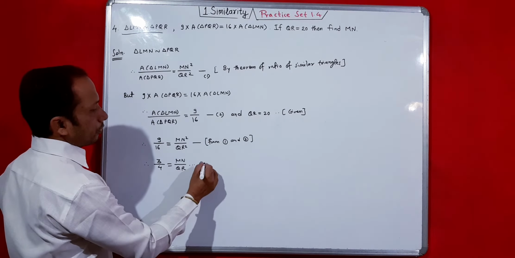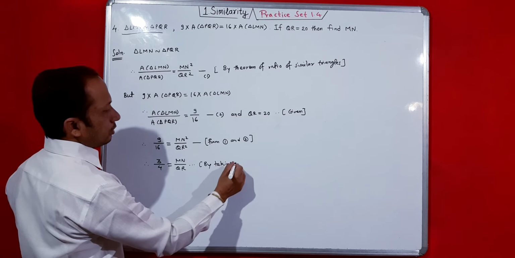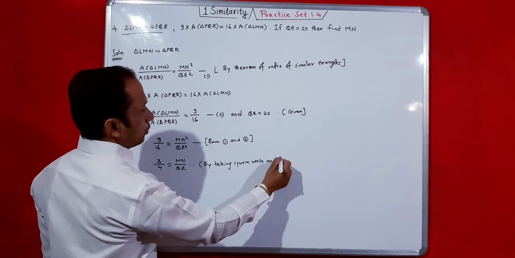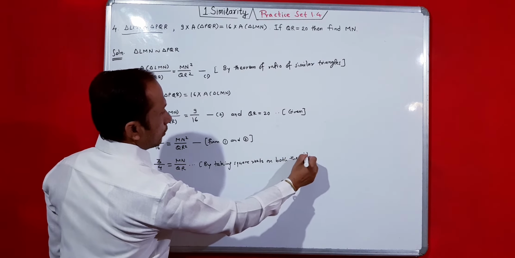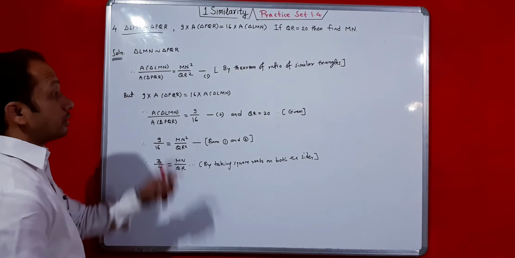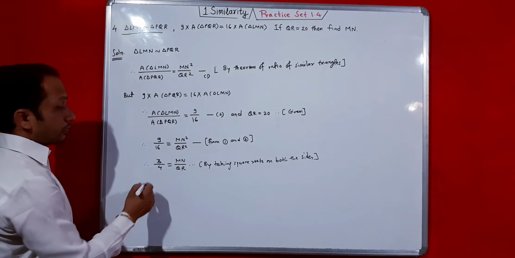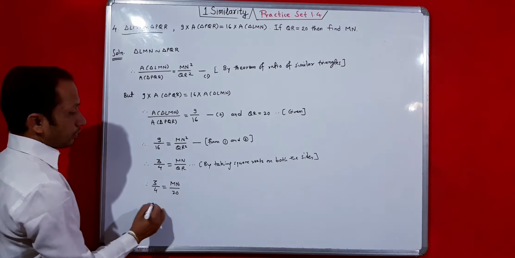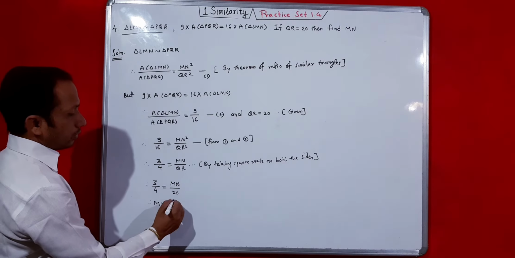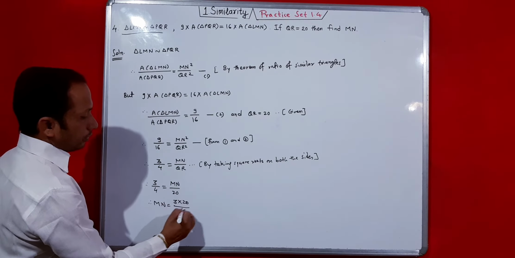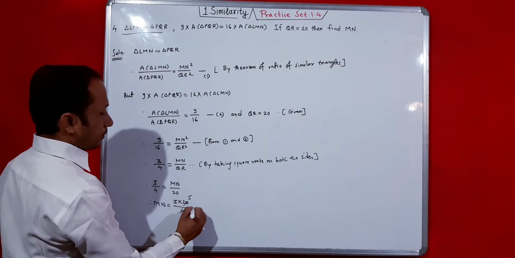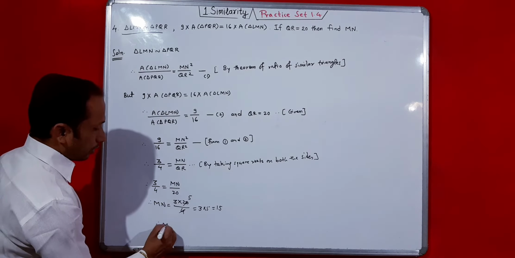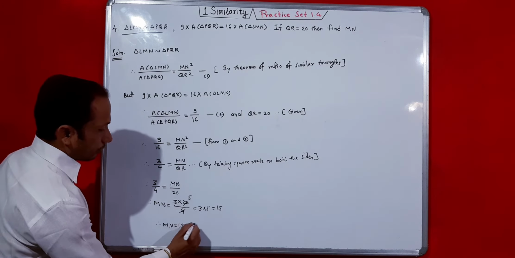Okay, by taking square roots on both sides. Now see what is given. I know that QR is 20, therefore 3 by 4 is equal to MN upon 20. Therefore MN is equal to 3 into 20 divided by 4. 4 fives are 20, so it is 3 into 5, it is 15. Therefore MN is equal to 15 units. Okay, so this is the solution.